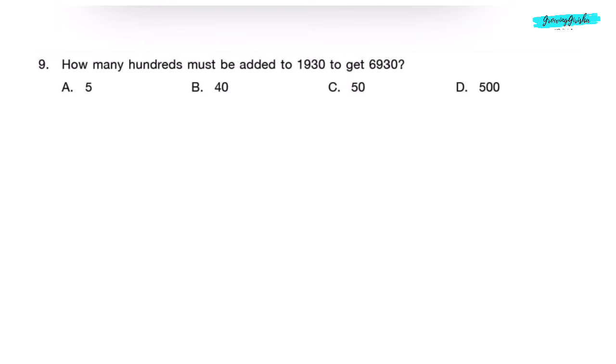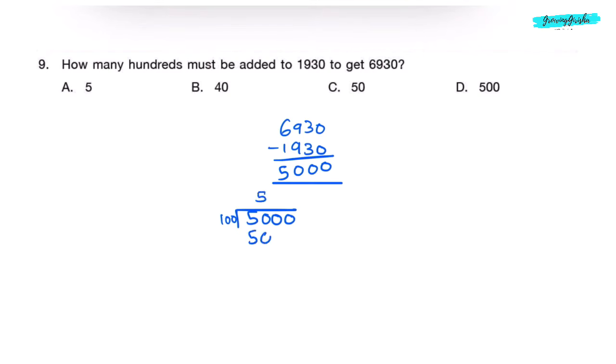Question 9. How many hundreds must be added to 1930 to get 6930? First, we will find out which number should be added to 1930 to get 6930. 6930 minus 1930 is 5000. Now, how many hundreds is equal to 5000? We will divide 5000 by 100. 50 hundreds must be added to 1930 to get 6930. Correct answer is option C.